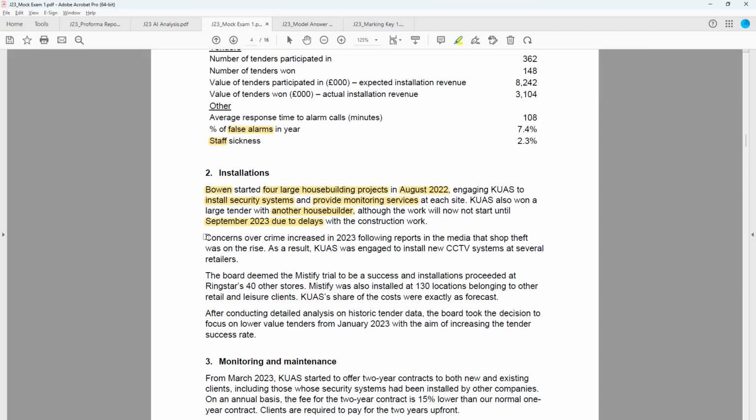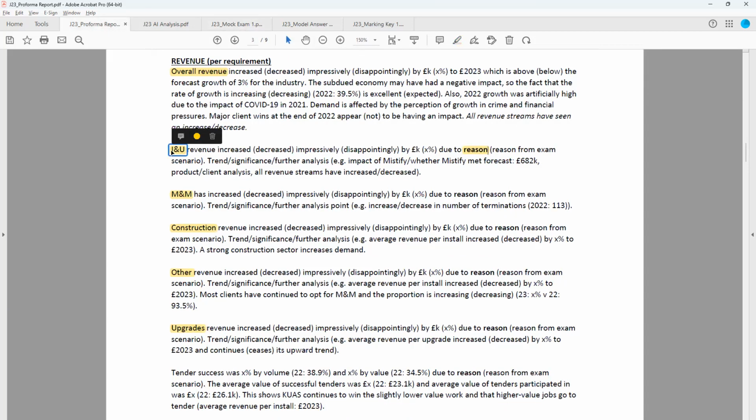Concerns over crime increased in 2023 following reports in the media that shop theft was on the rise. So we knew about this from the AI, that perceived crime can result in an increase in installations and just a general increase in security. So as a result, KUAS was engaged to install new CCTV systems at several retailers. So that would be kind of a reason there. So again, you could use it under INU, or you could, of course, use it under other. So again, we've got a reason here as to why that's gone up.